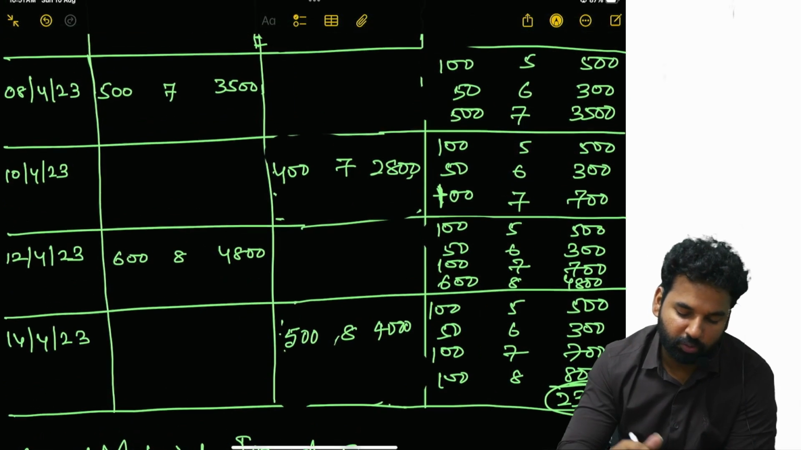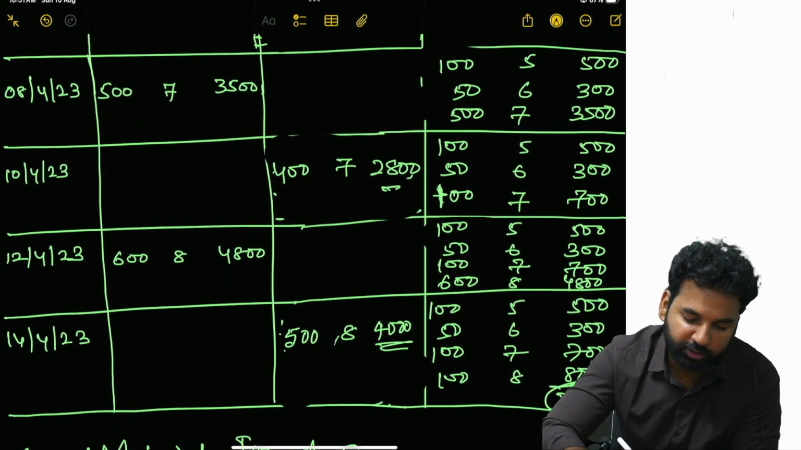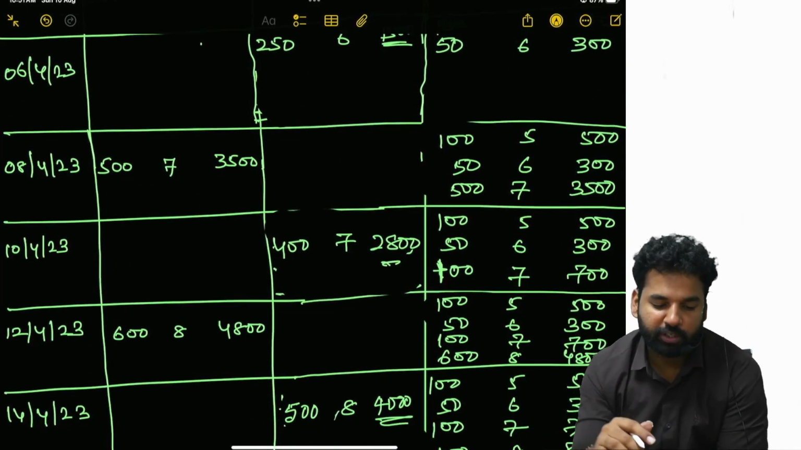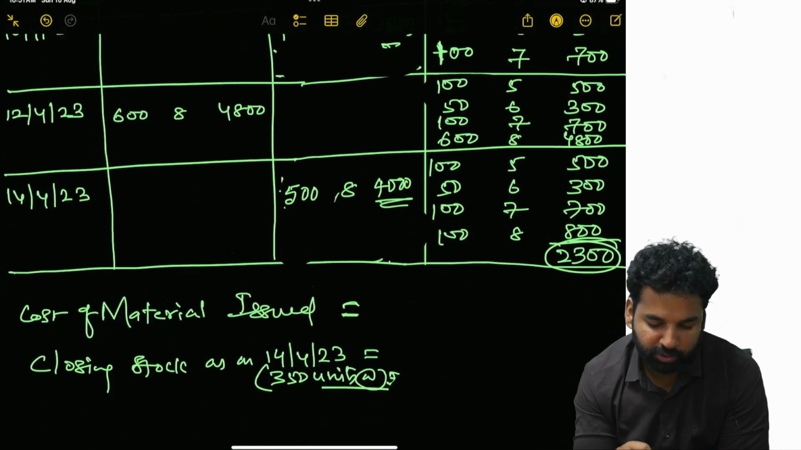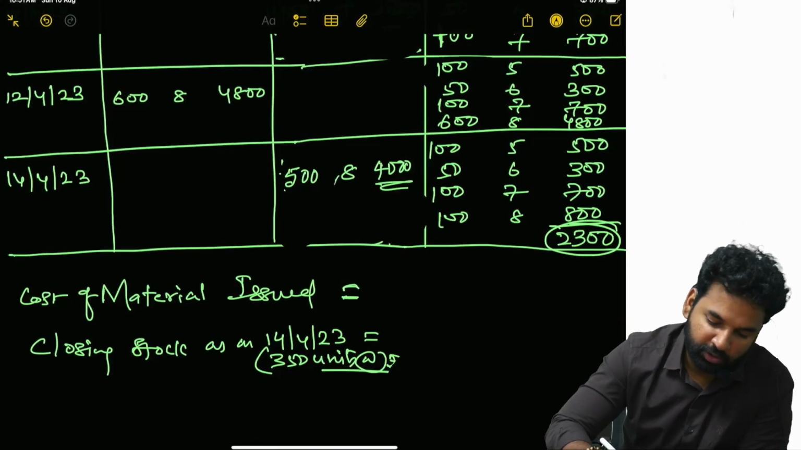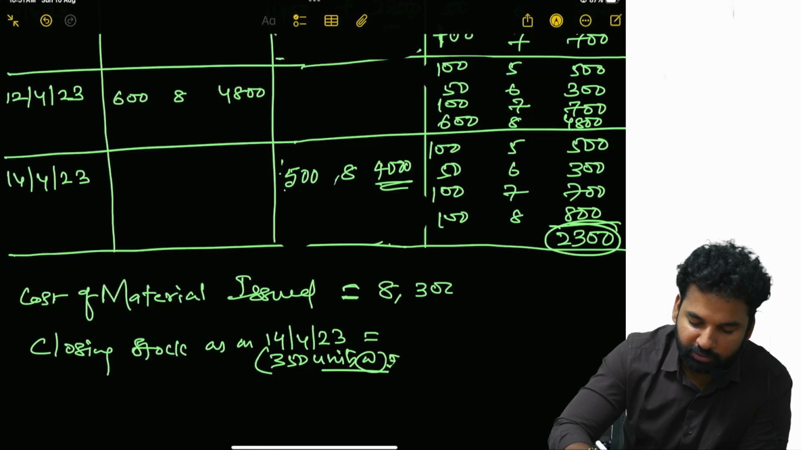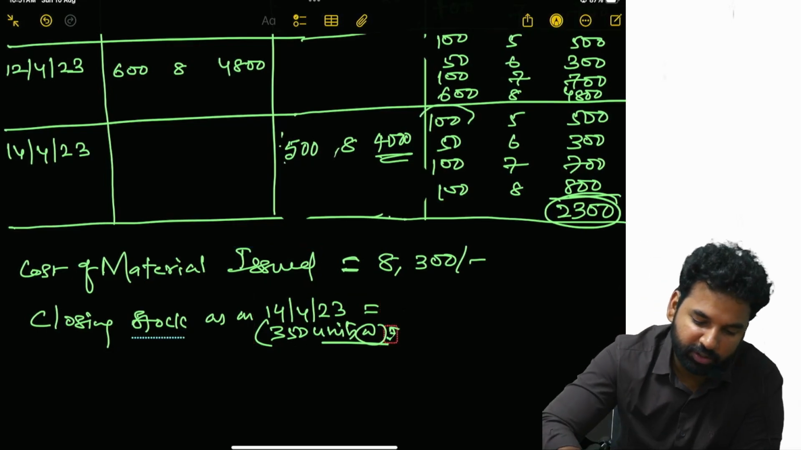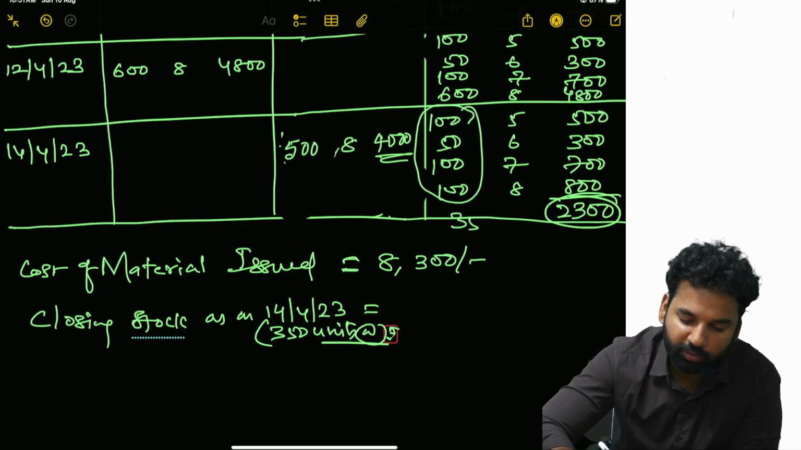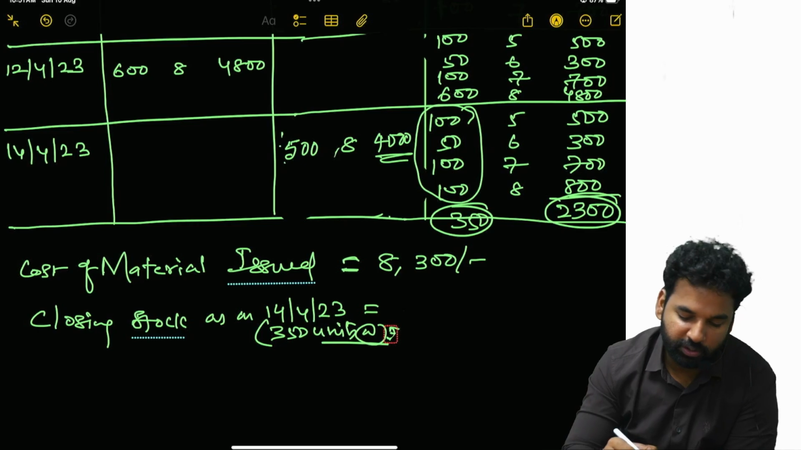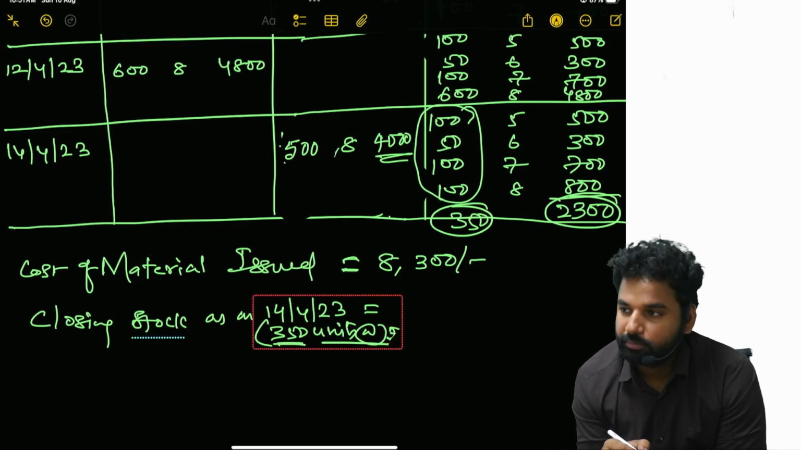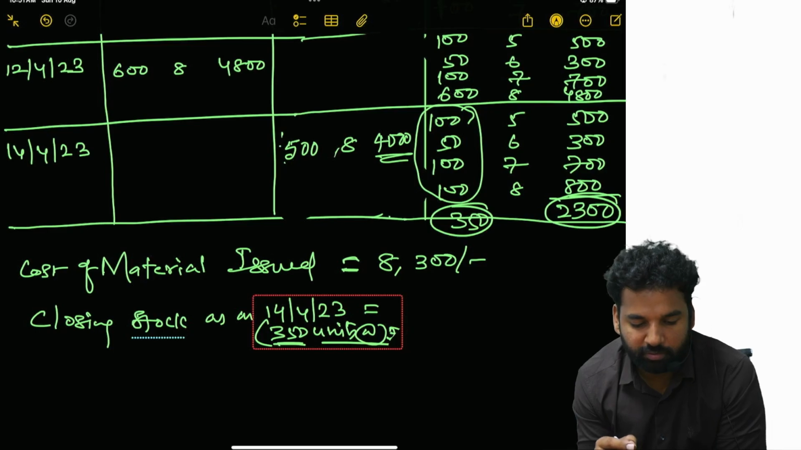2300. So now what will be the cost of the material? We see 4000 plus 1500 plus 2800, 8300. Cost of the material will be 8300, and closing stock number of units is 350. Correct? So 350 units only. There will not be any change in quantity, but price will change. At 5 rupees, 6 rupees, 7 rupees, 8 rupees.